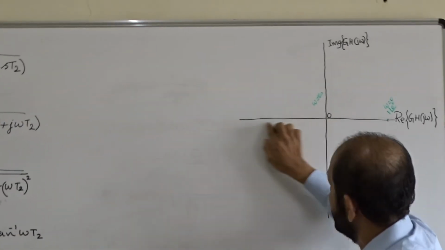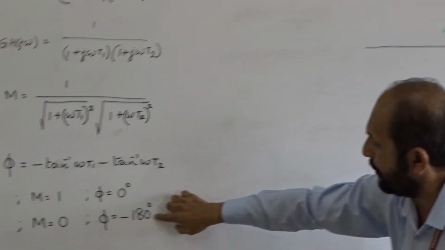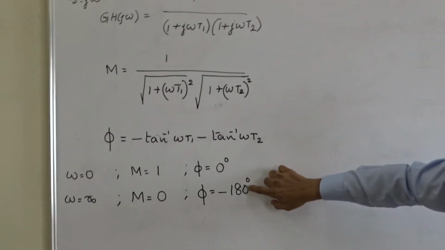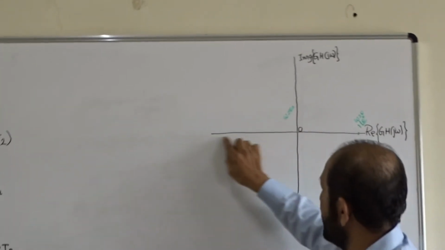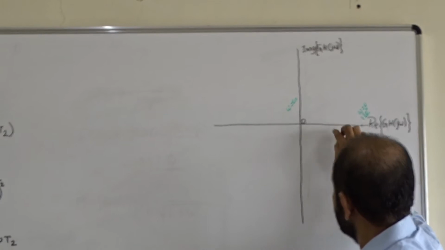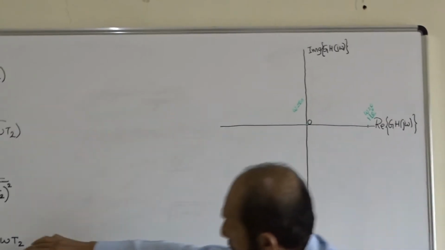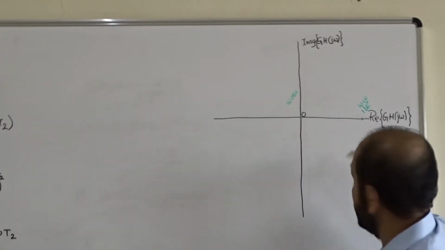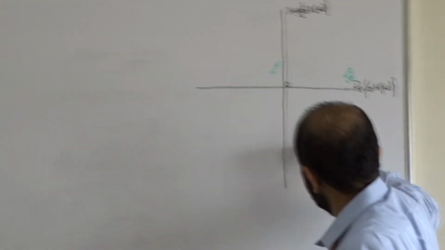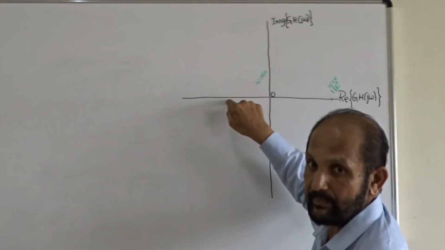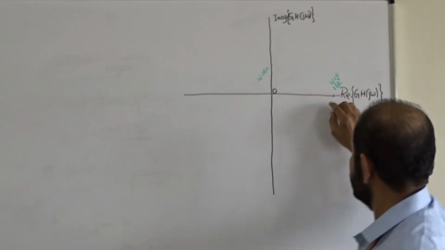So this is the minus 180 degree axis. When omega equals infinity, the phase angle is minus 180 degree. This is 0 degree, this is the minus 180 degree axis. So the polar plot goes from 0 in the negative direction, the clockwise direction, from this axis towards this axis. So in that case, what does that mean?